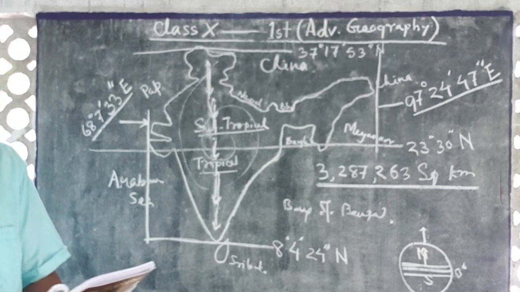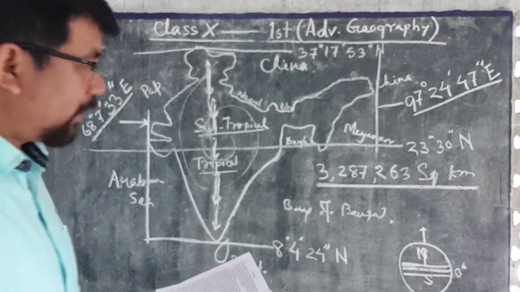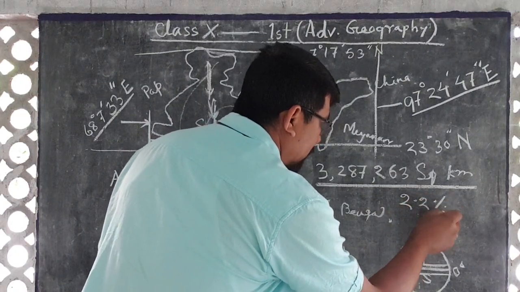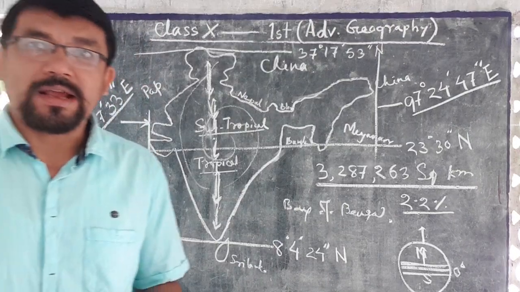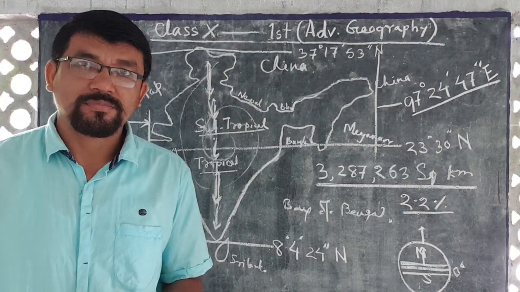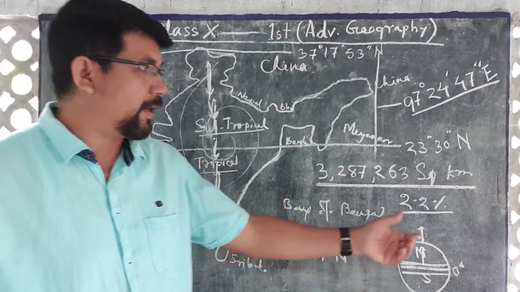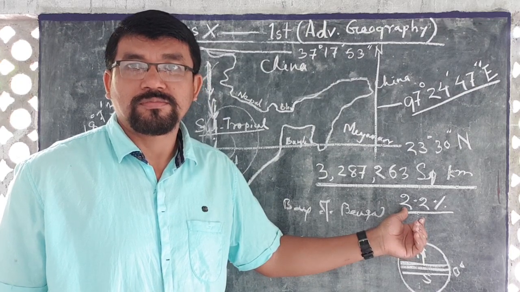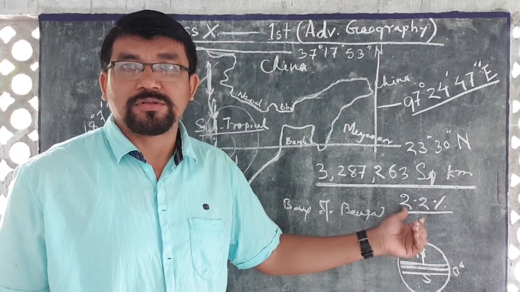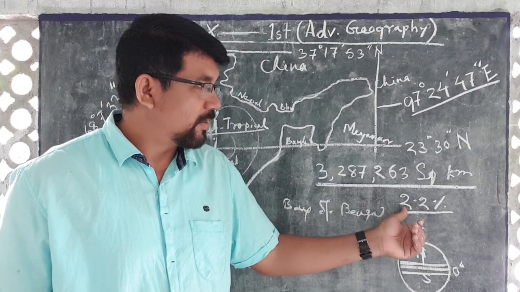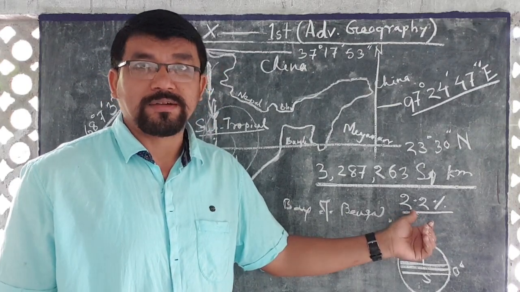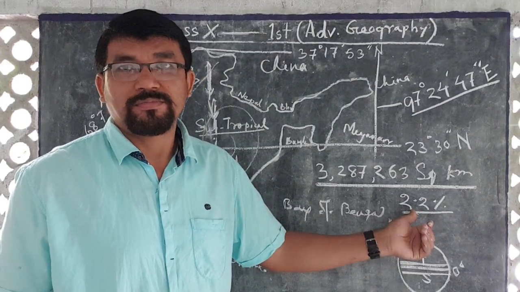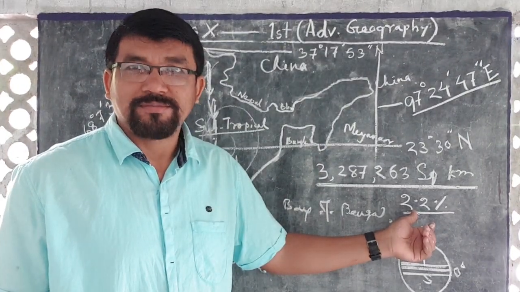And it occupies 2.2% of the total land area of the world. It is the percentage of area covered by India in the world, only in the land portion. This percentage, 2.2%, is covered by India in the world. You must remember it. Okay?